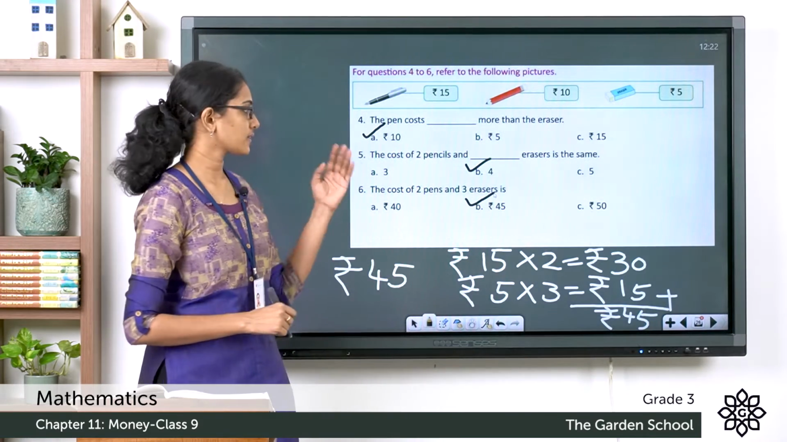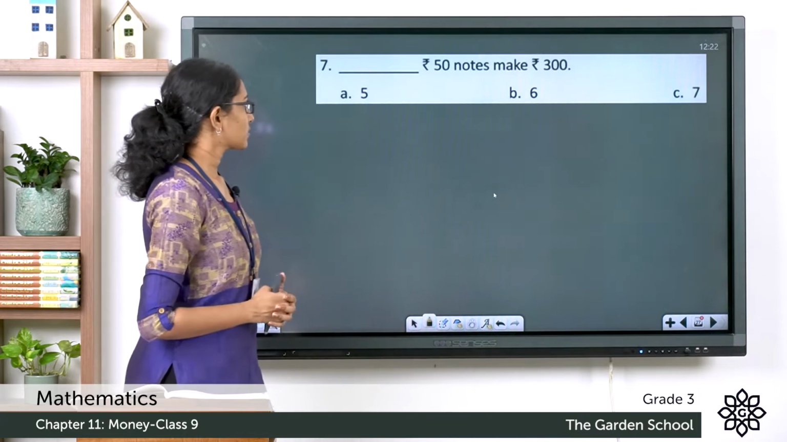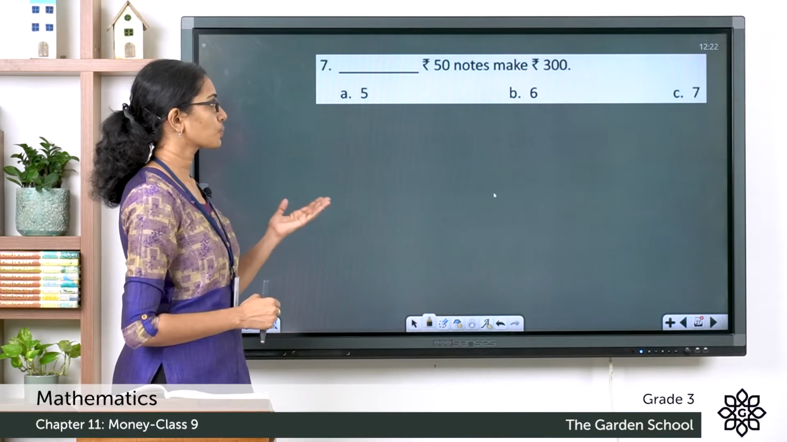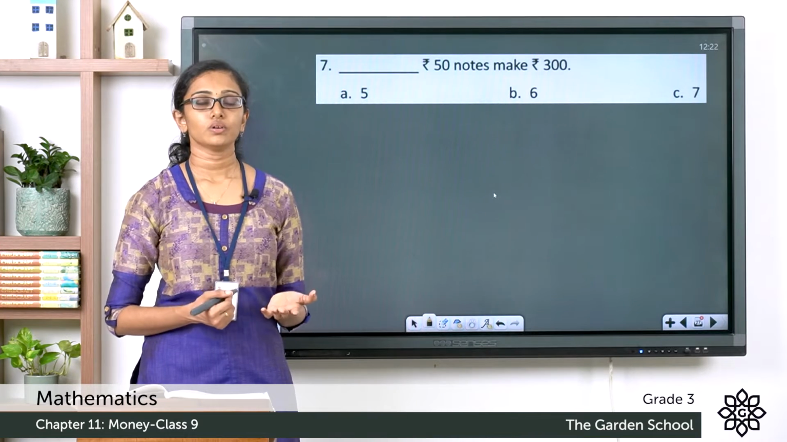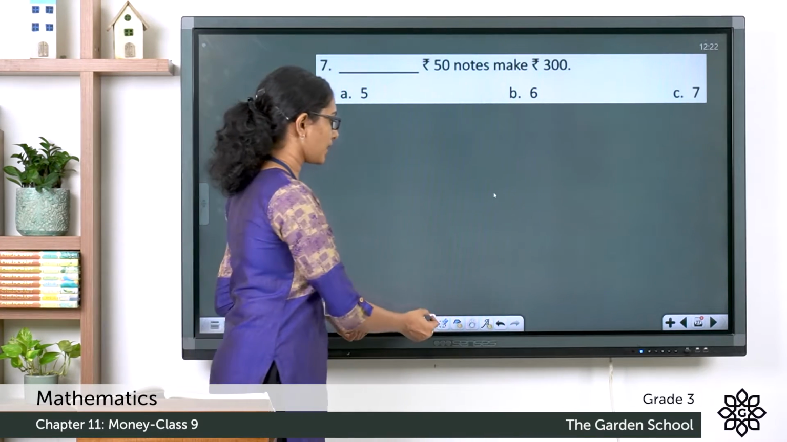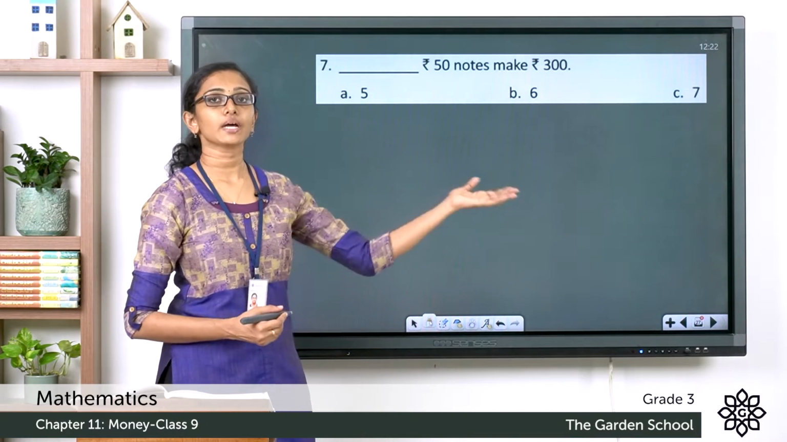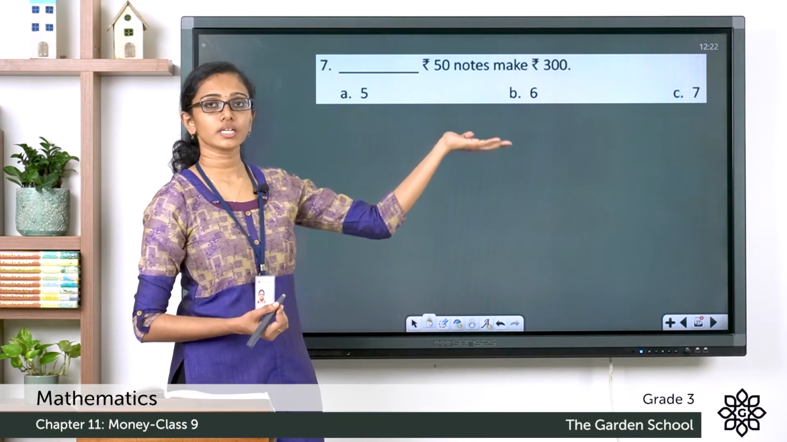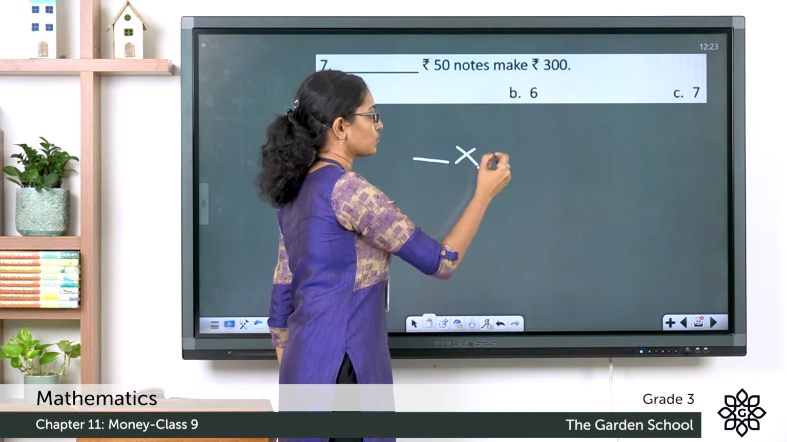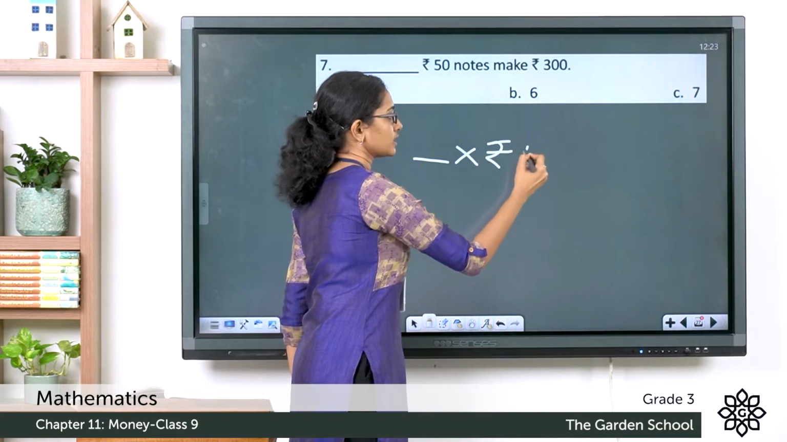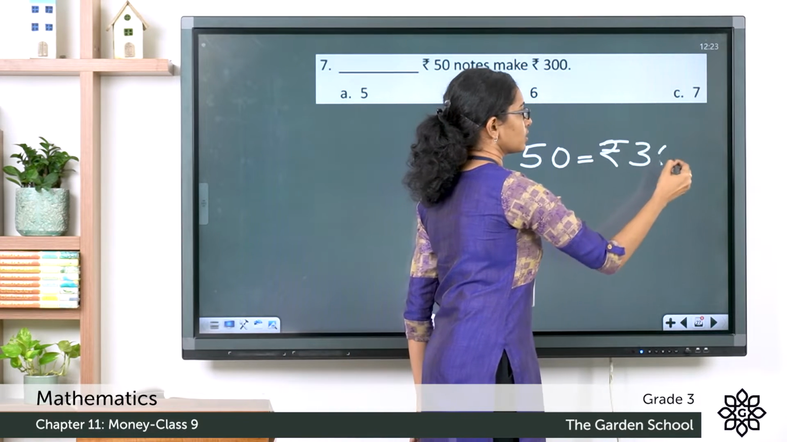So I hope these questions are clear to you. Now let's move on to the next one. Question number 7. Dash rupees 50 notes make rupees 300. So what do you have to find out? You have to find out how many 50 rupee notes will add up to a total of rupees 300. So the question is dash into rupees 50 is equal to rupees 300.